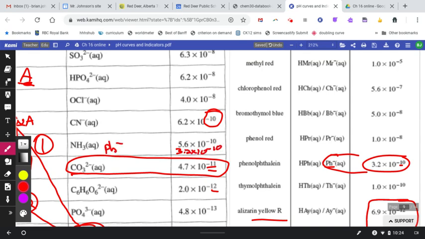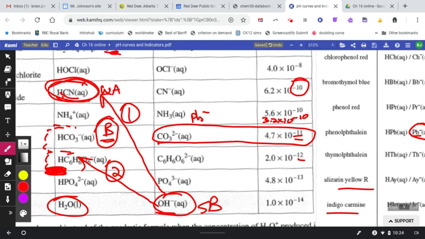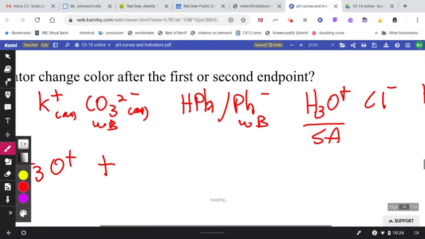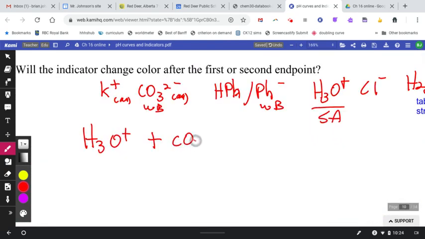pH minus. Okay, decision time. So which one does our strong acid, which sits way up there, attack first? CO3 2- or pH minus? Well, here's our strongest base. This one is a stronger base, and this one is a weaker base. So CO3 2- goes first, and then the acid will go after the basic indicator next.